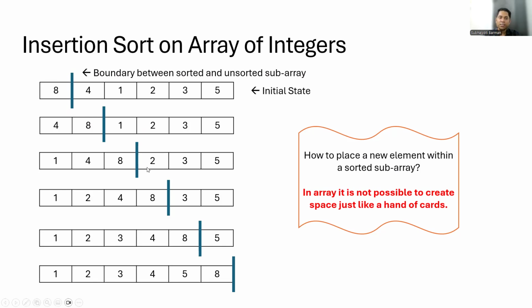So here I just told you that this element 2 is present in my unsorted subarray. This is the first element of my unsorted subarray. I have to place this element in between 1 and 4. But I haven't explained how to place this number in between 1 and 4. That is done with the help of shifting.